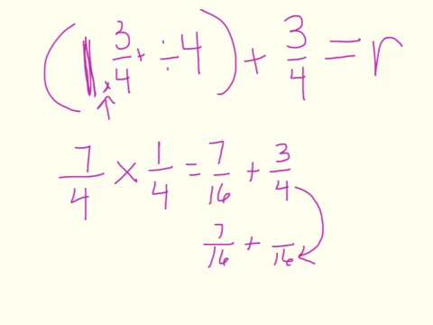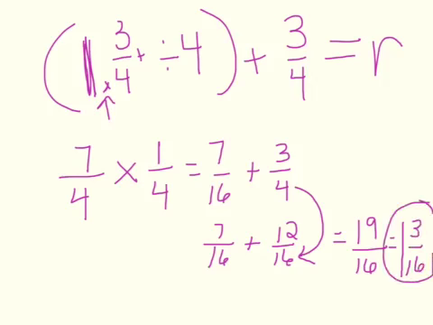Well, that would be 4, and 4 times 3 is 12. Now, if I add this together, 12 plus 7 is 19/16. This is an improper fraction, so I need to change it to a mixed number. 16 goes into 19 once, 3 left over, and 1 3/16 is my final answer. So R is equal to 1 3/16.